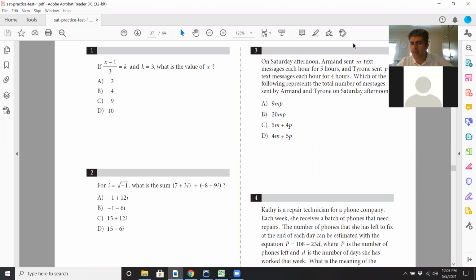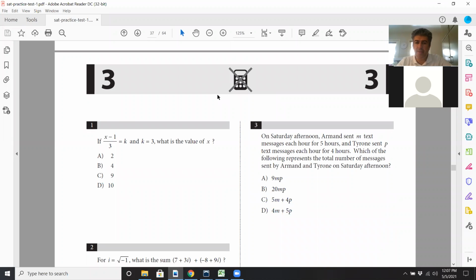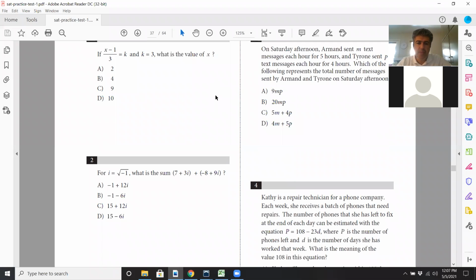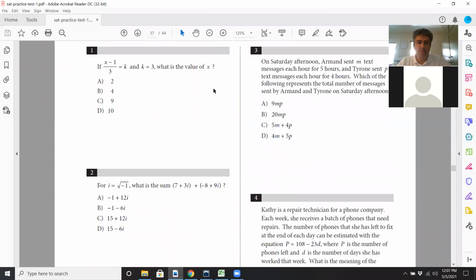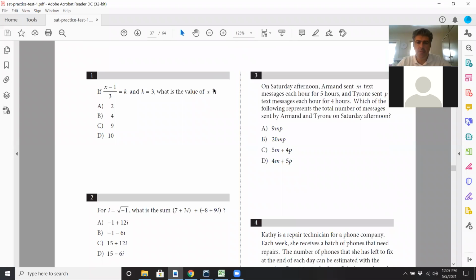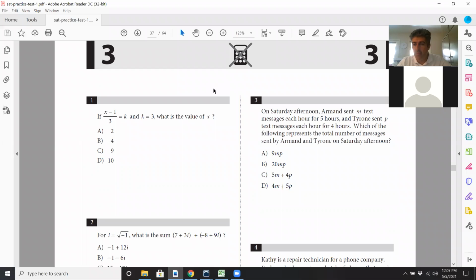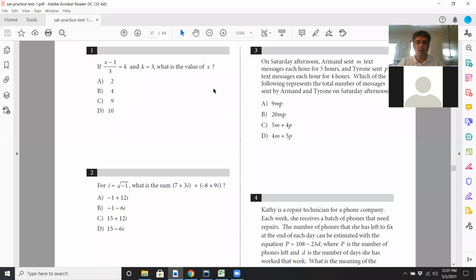Our review of SAT practice test number 1 that comes from the College Board website. Here we're looking at section 3, the math section without a calculator. And we're just going to talk about a few questions in this section and go over some other sections. So as you would imagine, the first question usually should be pretty straightforward.